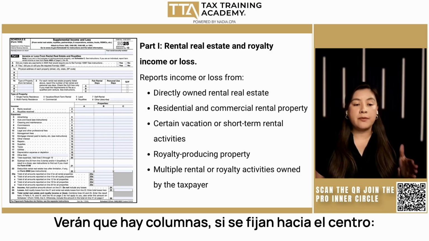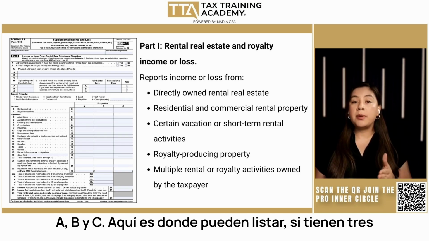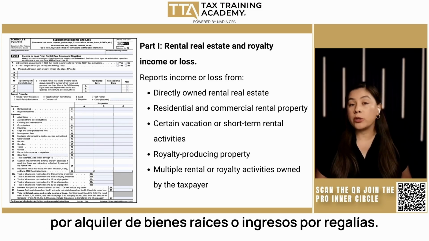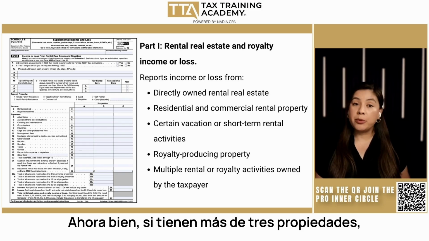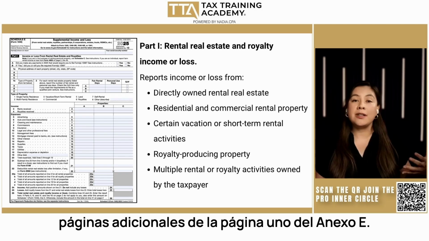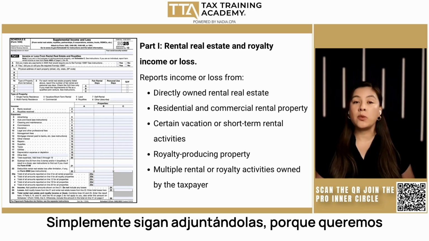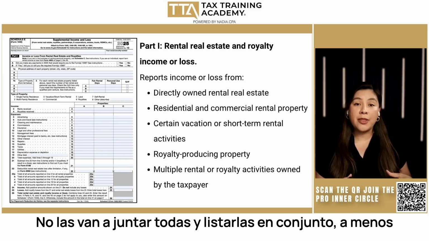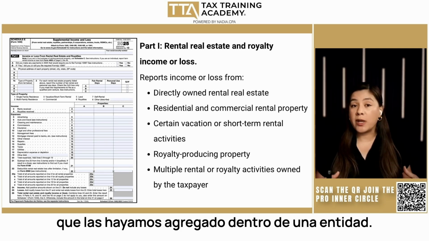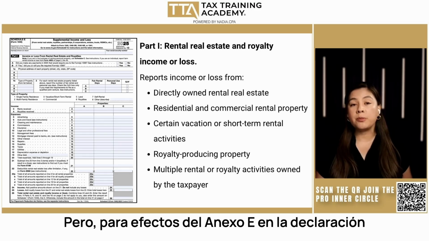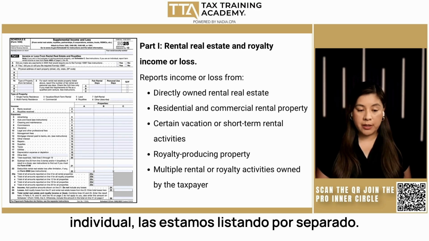We see that the columns, if you can notice towards the middle, A, B, and C. Here's where you can list if you have 3 separate properties that are producing rental real estate income or royalty income. Now, if you have more than 3 properties, we know that the instructions say we'll attach more of page 1 of Schedule E. Just keep on attaching them because we want you to list each property by property. You're not going to bring them all together and list them together unless we have aggregated that in an entity. But for Schedule E individual income tax purposes, we are listing these separately.